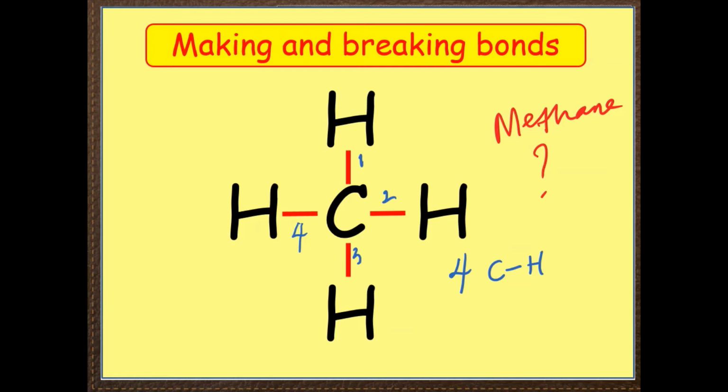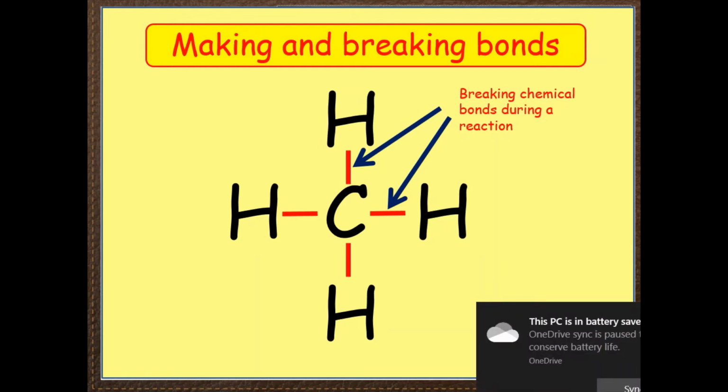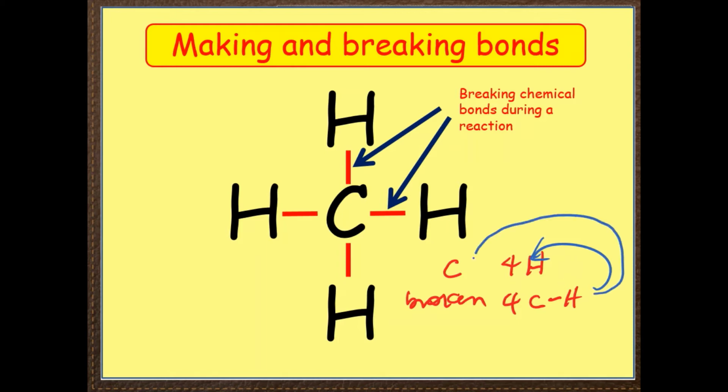Looking at that, if this compound is to react, these bonds definitely will be broken down, such that we are going to have one carbon atom and 4 hydrogen atoms. To get these, we must have broken down 4 carbon to hydrogen bonds. So when 4 carbon to hydrogen bonds are broken, it's going to give us 4 hydrogen atoms and 1 carbon atom.